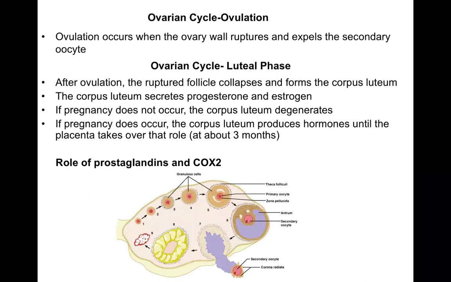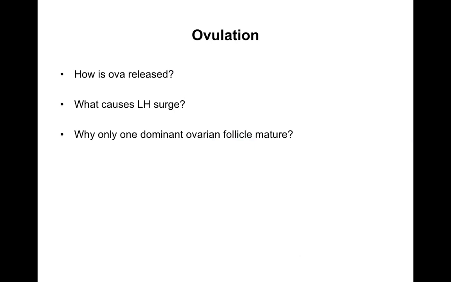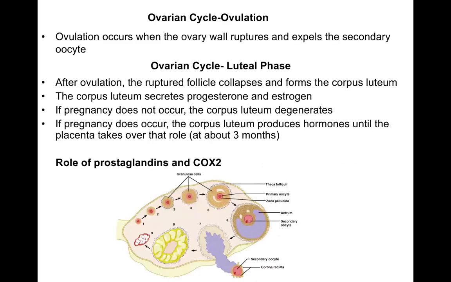Here we are talking about ovulation. A couple of questions that come into the picture in the process of ovulation is, how does ovulation take place? There are three questions that need to be understood. Number one, how is ova released? Number two, what causes the LH surge? And number three, what is a dominant ovarian follicle? We'll do all of them as we go along the slides. So I'm going back a slide so that we understand.